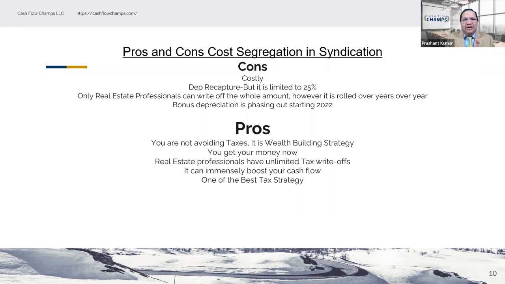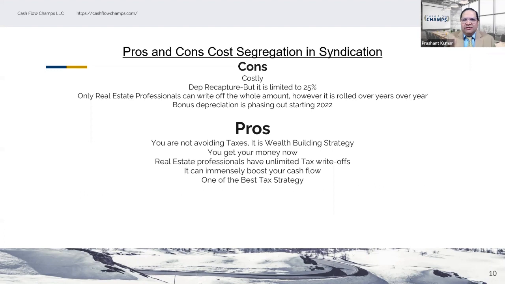The moment you are investing, in that year itself, you are getting the depreciation, as long as the property is functioning and there's revenue generation happening on the property. So for real estate professionals, the tax write-off is unlimited. I mean, real estate professionals can write off everything in year 1. But again, that's fizzling out. It is not 100%. In 2023, it is 80%. It used to be 100%.